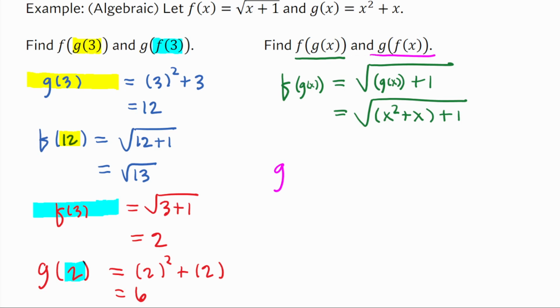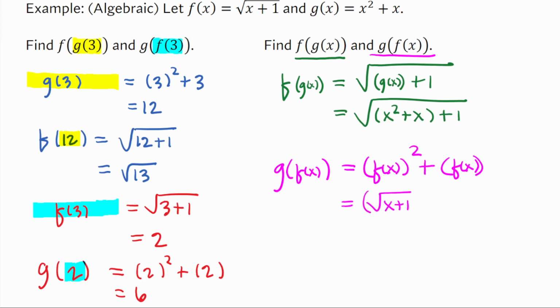I'm going to say, okay, well, g of something is equal to that thing squared plus that thing. So g of f of x is going to be f of x squared plus another f of x. And f of x is equal to the square root of x plus 1. So that's the square root of x plus 1 squared plus the square root of x plus 1. I can simplify that a little bit because I know how to square the square root of x plus 1. This is going to be x plus 1 plus the square root of x plus 1. And I'd say that's a pretty good example of evaluating composite functions at a point and just in general.